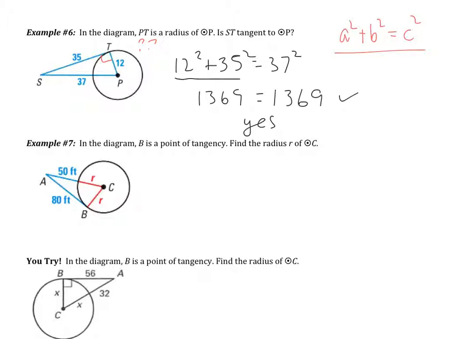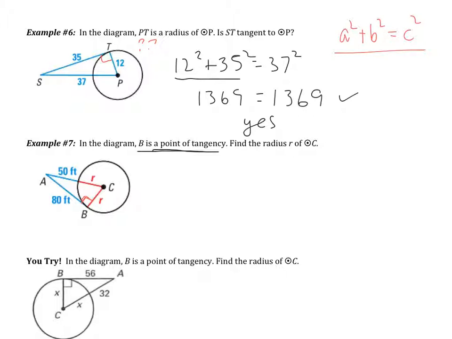All right, so in example 7, they're telling us that B is the point of tangency. So they're telling us that AB is tangent, which means that this is a right angle. We don't have to determine it, we basically already know based upon our properties.